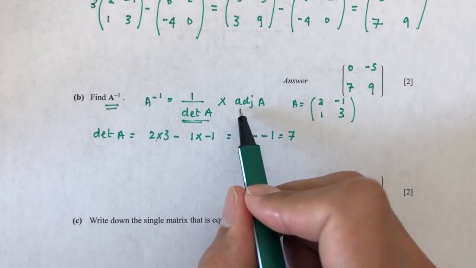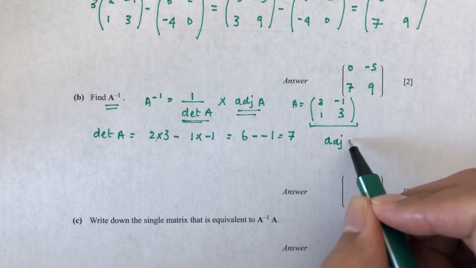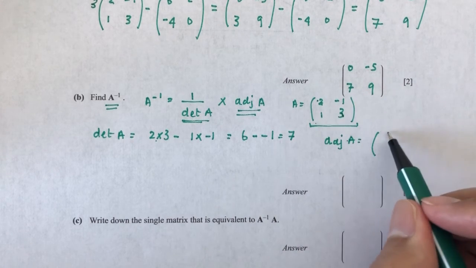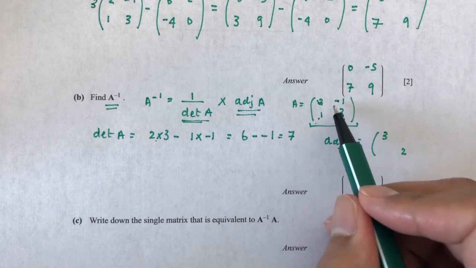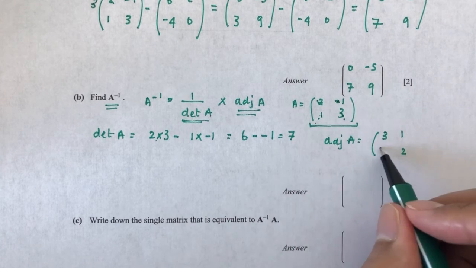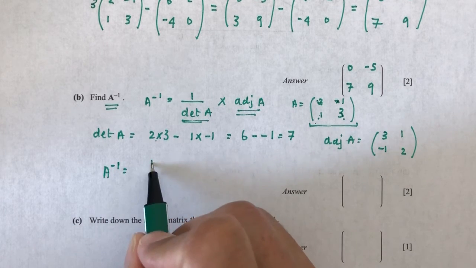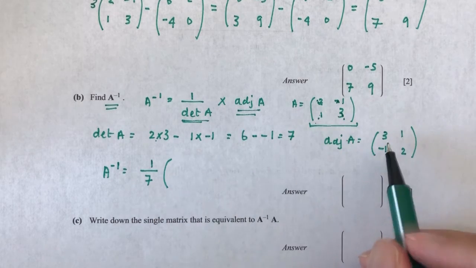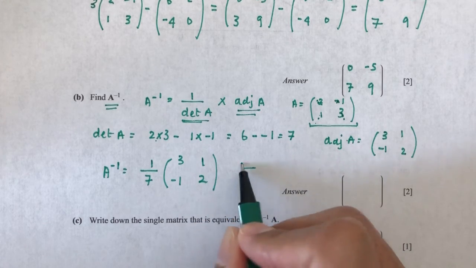Now for the adjoint matrix of A, A is given by this matrix. So for the adjoint matrix, we have to switch the places of those two. So 3 goes up, 2 goes down. And then we have to switch the sign of those two numbers. So minus 1 becomes 1, and 1 becomes minus 1. Using this formula, we have A inverse equal to 1 over the determinant, which is 7, times the adjoint matrix, which is 3, minus 1, 1, 2. And that is your answer for A inverse.